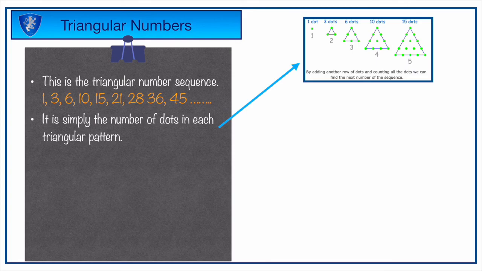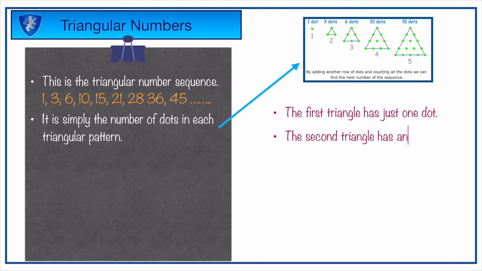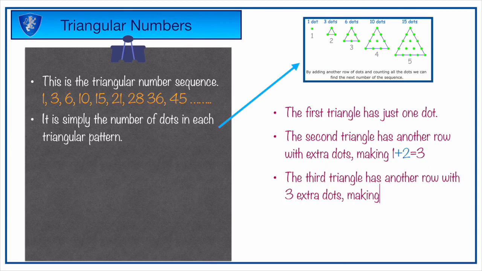Now we show you how we derive this. The first triangular number is 1 dot, and for the second triangular number, the second triangle has another row, and it makes 1 plus 2, which is 3. Everything will fall into place eventually when you see exactly how the sequence works. The third triangle number has another row with 3 extra dots, making 1 plus 2 plus 3. As you can see, it's a summation of numbers: 1 plus 2 is 3, 1 plus 2 plus 3 is 6, and 1 plus 2 plus 3 plus 4 is 10. Now, do you understand the sequence here?